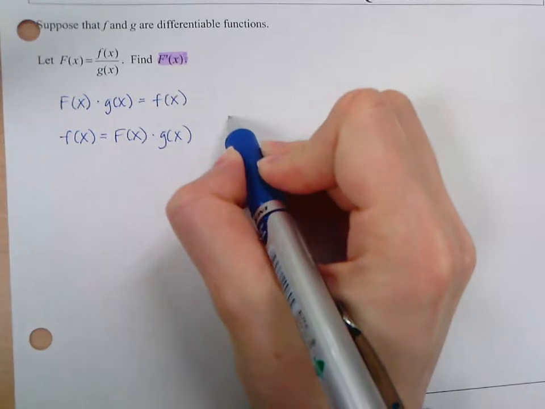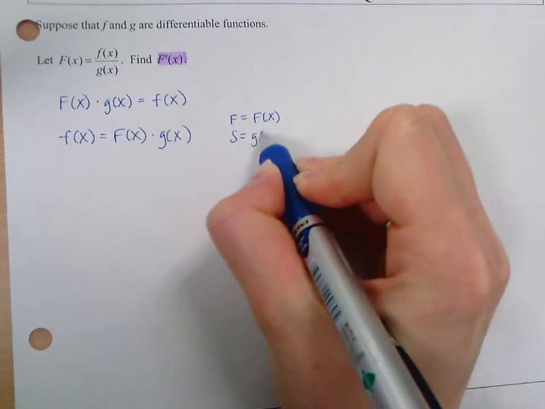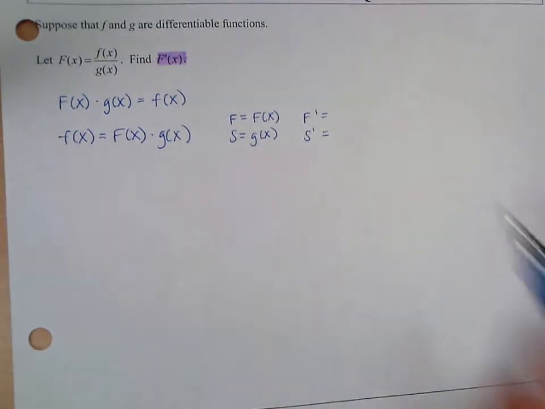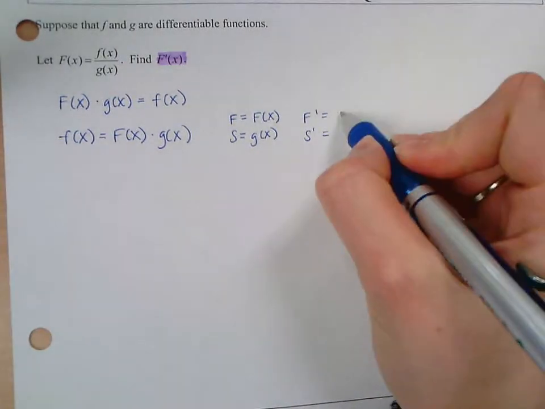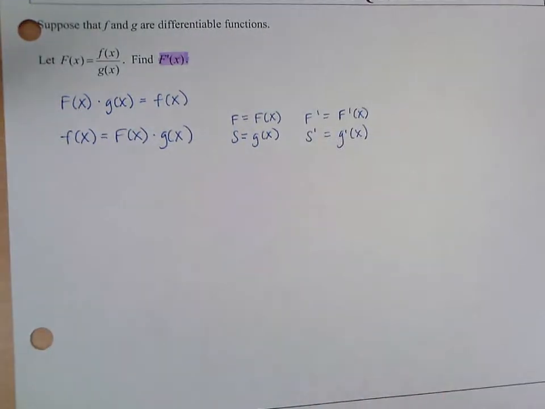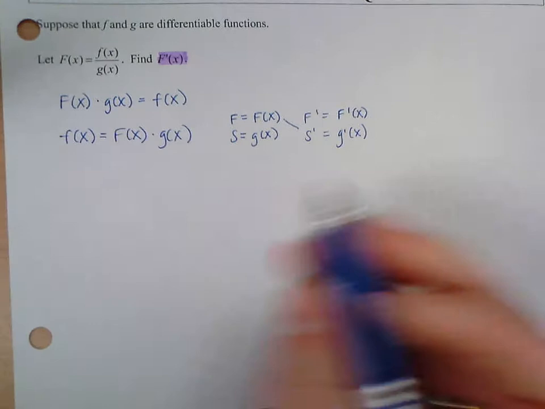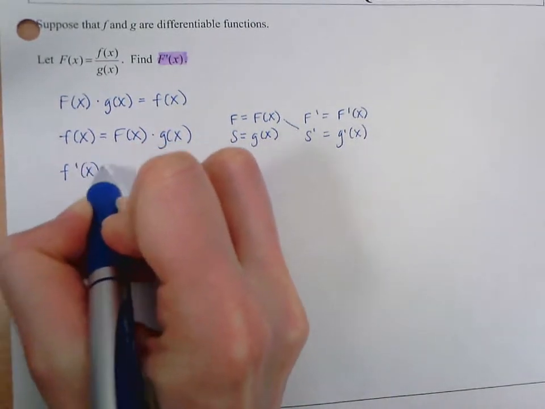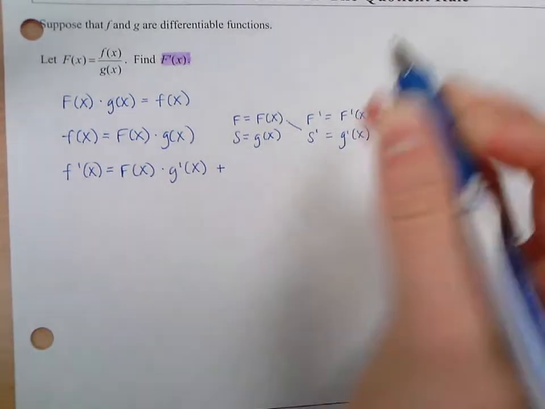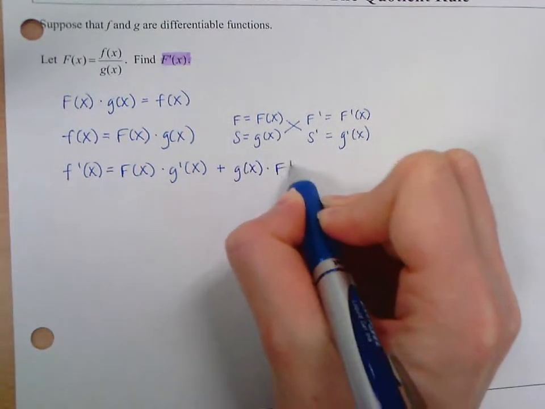So if I let my first function be capital F of x, and my second function be g of x, then I know the derivative of capital F is going to be capital F prime. The derivative of g is going to be g prime. And I can apply my product rule. So it would be first times derivative of the second. So this would be little f prime of x is equal to capital F times g prime of x plus second times first prime, so g of x times capital F prime of x.